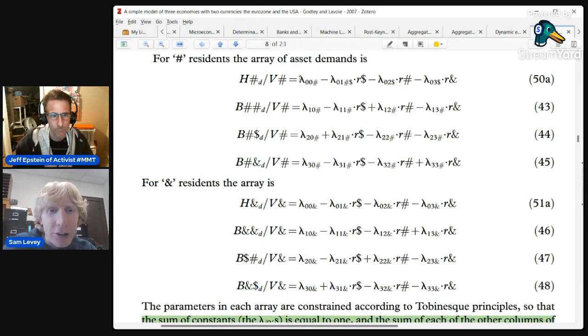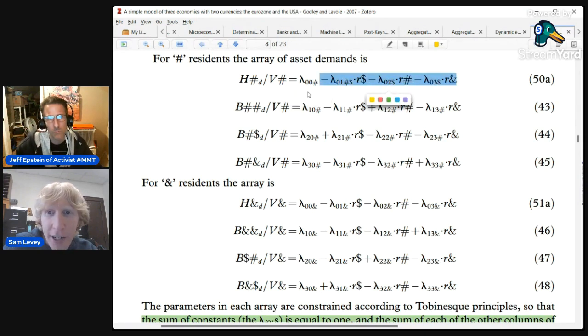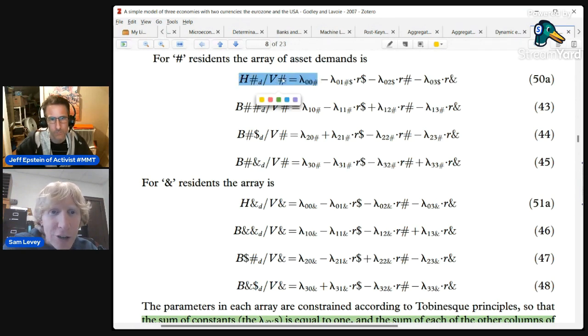Again, delete all this other stuff, and just keep h over v equals this first lambda, right? So h over v is the fraction of your wealth that you would like to have in cash. So maybe this is like 1/10. You want 1/10 of your wealth in cash. So then this lambda 0 would just be 1/10.